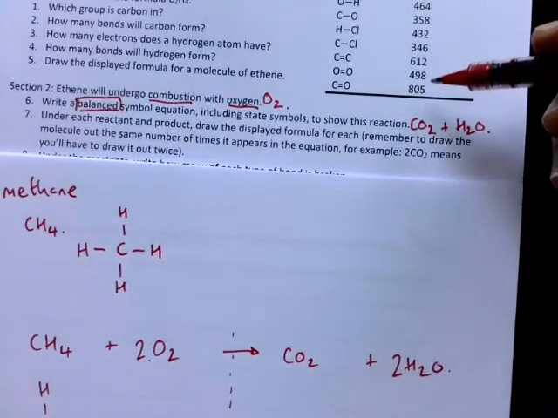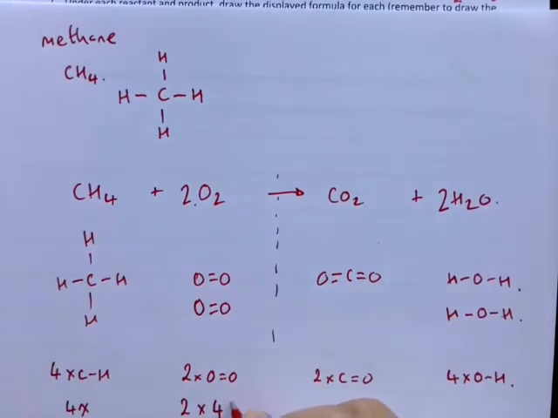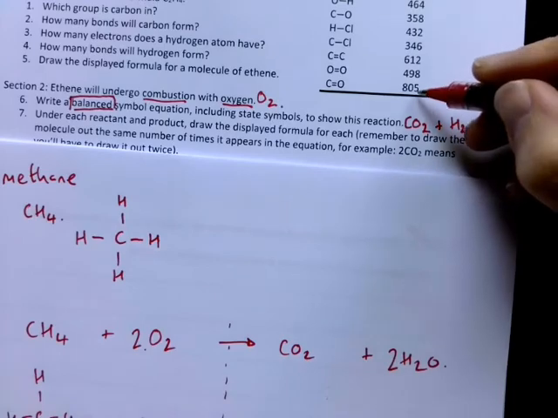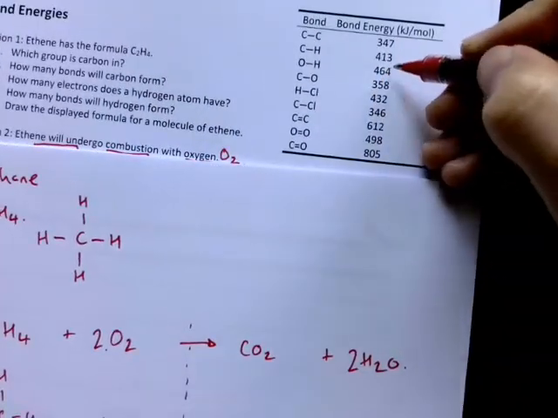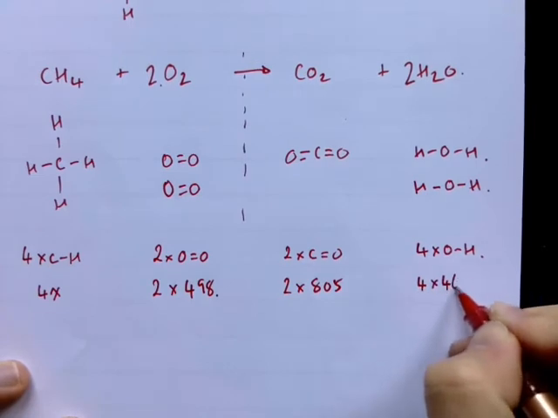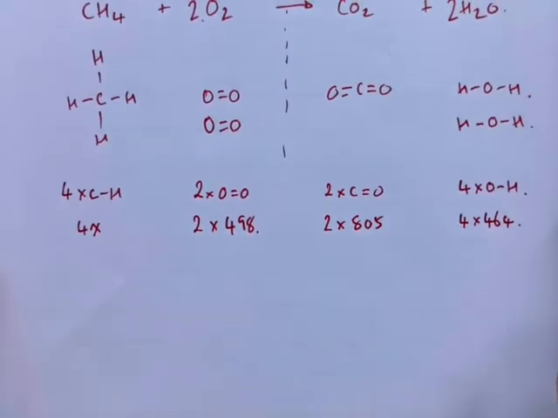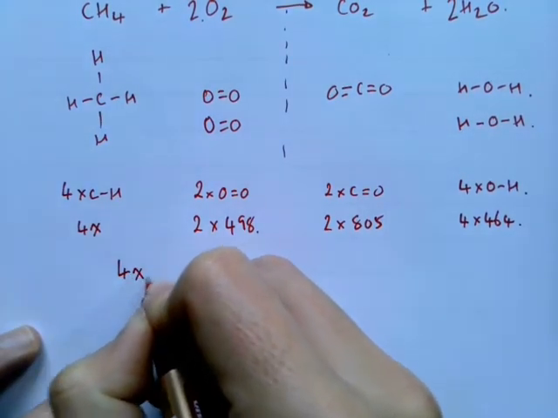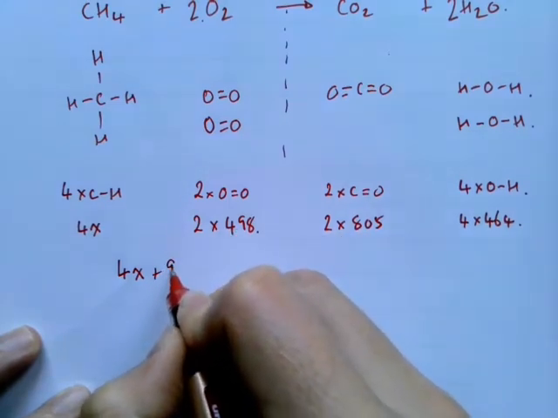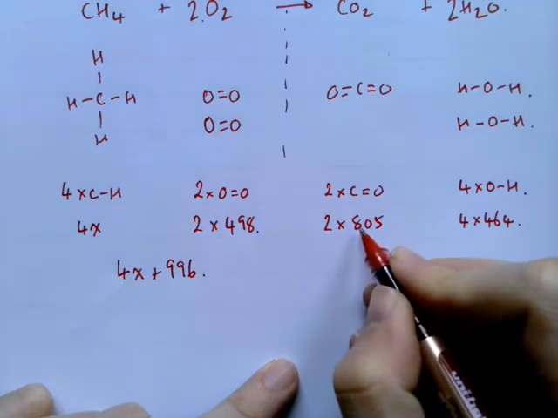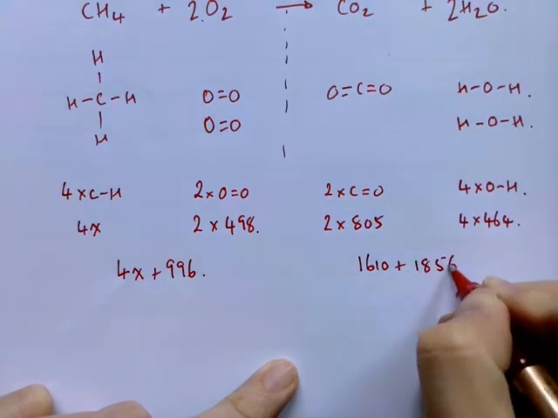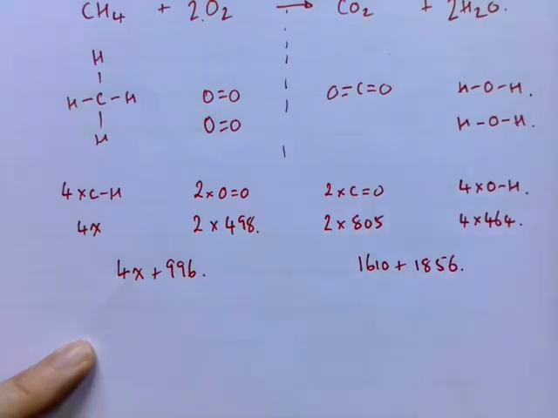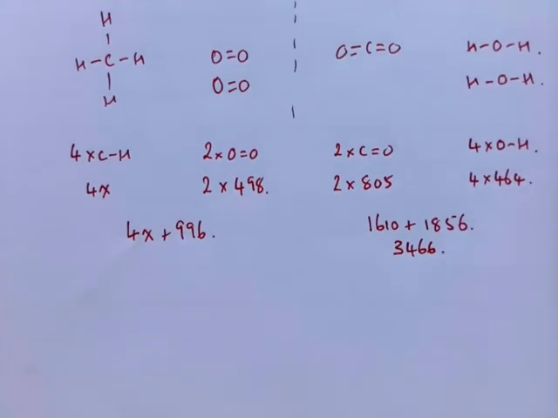So oxygen is 498. So that's 2 times 498. Carbon oxygen, that's 805. So 2 times 805. And oxygen hydrogen is 464. 4 times 464. Now I can add those up in the usual way. So here I get 4x plus 2 times 498 is going to be 996. And over here I'm going to get 2 times 805 is 1610 plus 4 times 464 is 1856. So these two added together is 3466.